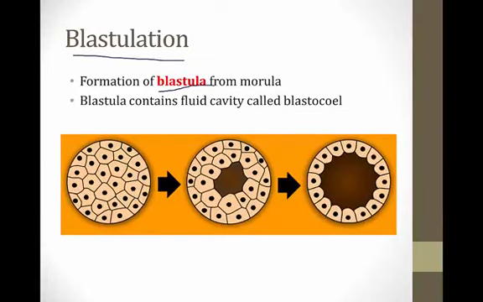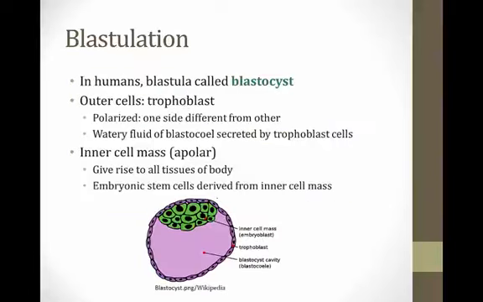The difference between a blastula and a morula is that the blastula contains a fluid-filled cavity called a blastocele. In humans, the blastula is called a blastocyst, and the reason it's called a blastocyst is because the fluid-filled cavity is not in the center of the structure. The blastocyst is made up of a group of outer cells shown in purple in my cartoon here. These are called trophoblast cells. These cells are polarized, one side is different from another, and they secrete the watery fluid that fills up the blastocele, shown in purple in my drawing here. The other part of the blastocyst is called the inner cell mass.